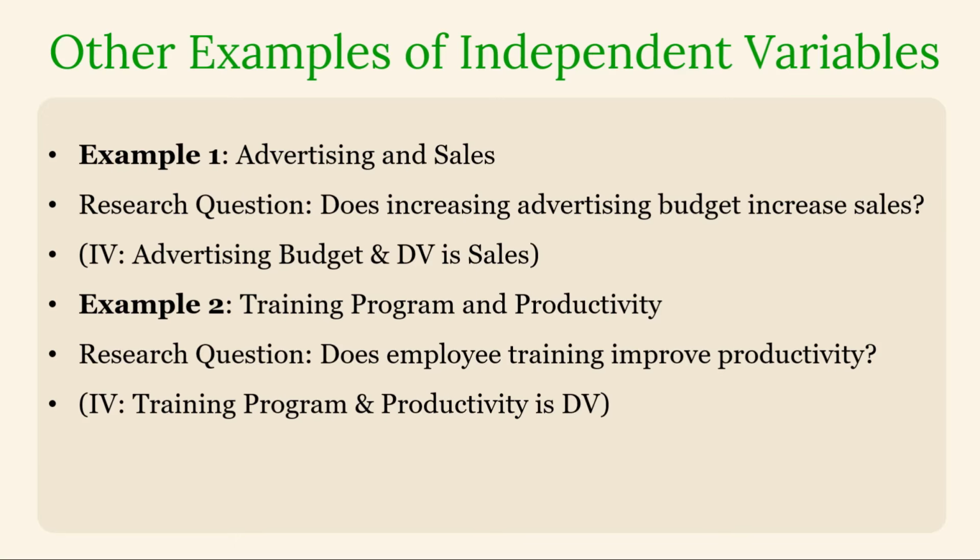Let us discuss a few more examples. First example, taking advertising budget as well as sales. The research question will be, does increasing the advertising budget increase sales? Here the independent variable is the advertising budget and the dependent variable is sales. Another example we can take is training program and employee productivity. The research question: does the employee training program improve productivity of employees? Here the training program can be given or not given. It can be given 2, 3, 4 times in a year, and its impact on employee productivity can be measured. So training program becomes our independent variable and productivity becomes our dependent variable.